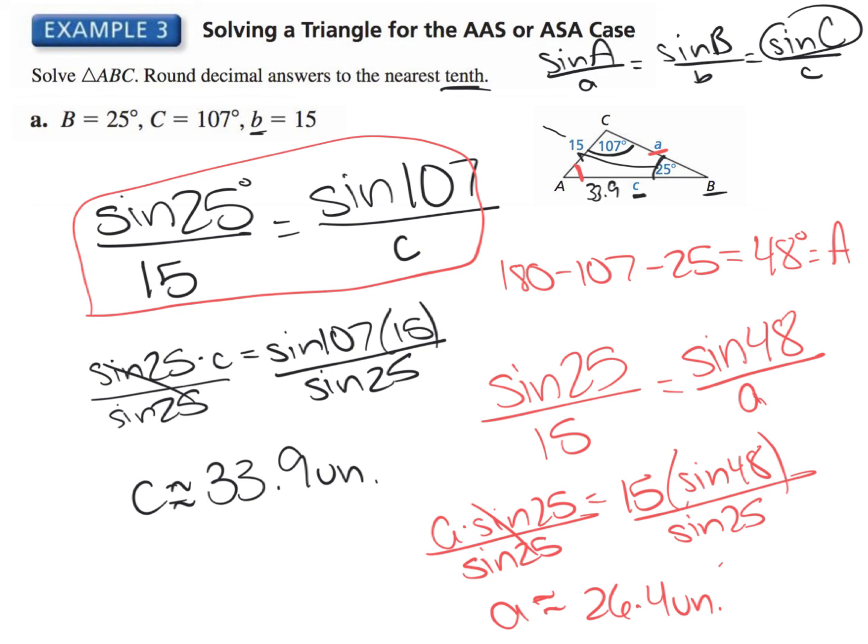And that is solving triangle A, B, and C. In order to solve it, you must have all angles and all side lengths. And in this case, we do, so we're finished. And that is it using that angle, angle, side, or angle, side, angle case.